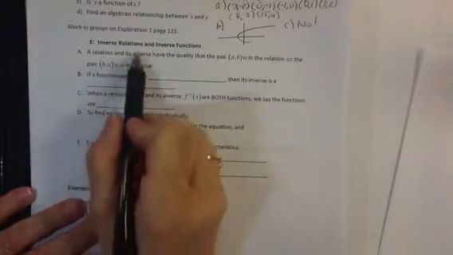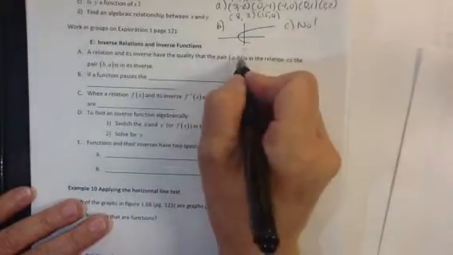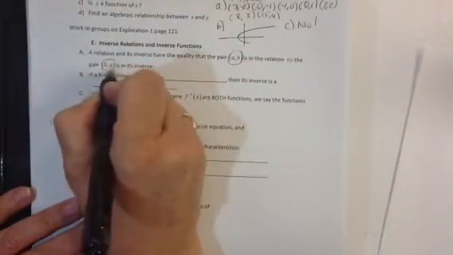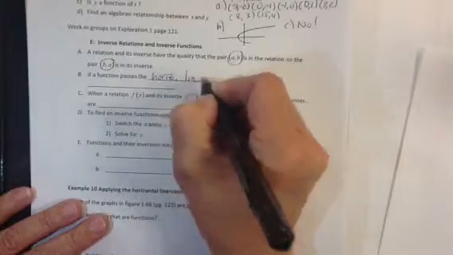Okay, inverse relations and inverse functions. A relation and its inverse: if the relation has the pair (a, b), the inverse has the pair (b, a). Notice they flip. If a function passes the horizontal line test, then its inverse is a function. When a relation and its inverse are both functions, we say it's one-to-one.